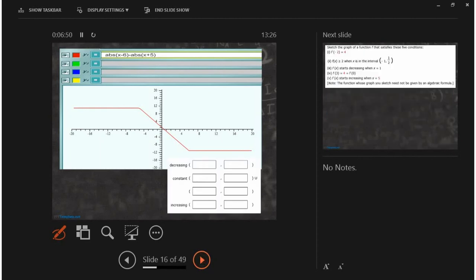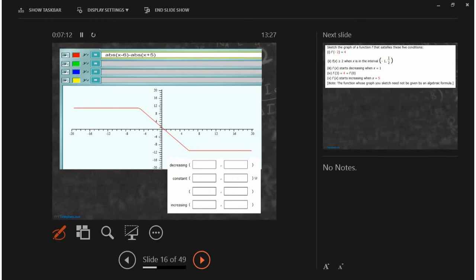Okay, so here's what they want to know. They want to know where this function's decreasing, where it's constant, and where it's increasing. If you have the graph on your calculator, you can answer all those things. Where is it constant? Well, from minus infinity up to this value right here, which looks like it's -6.